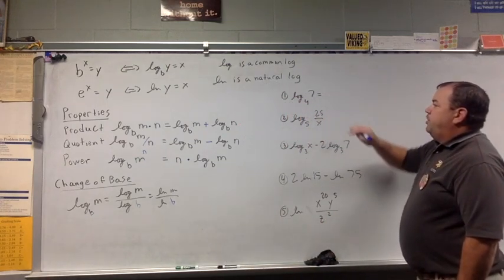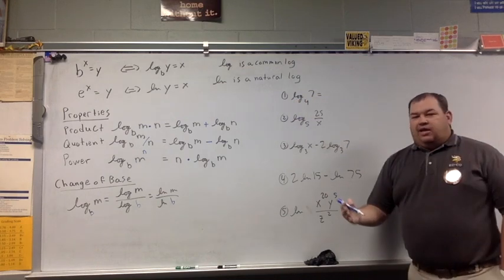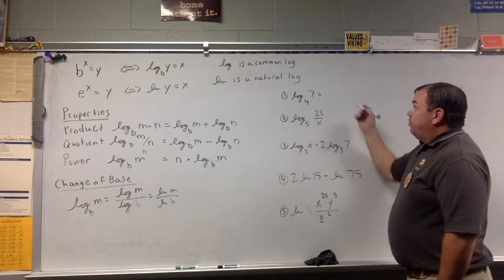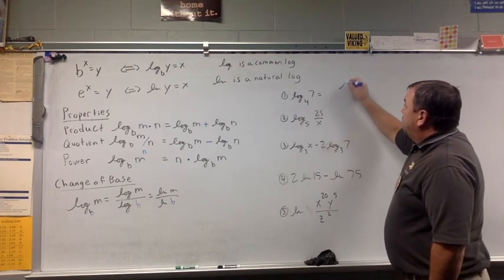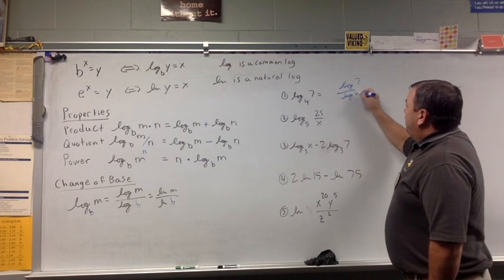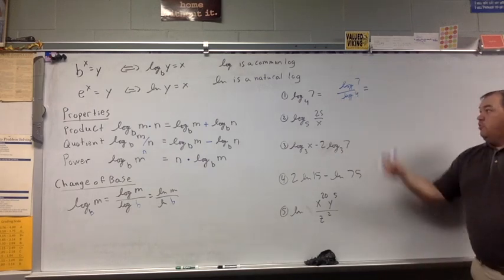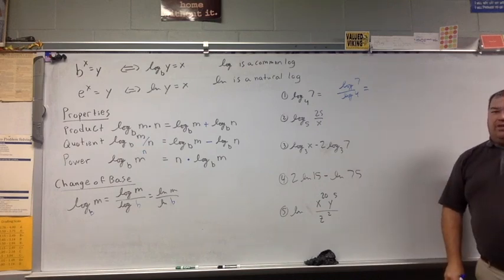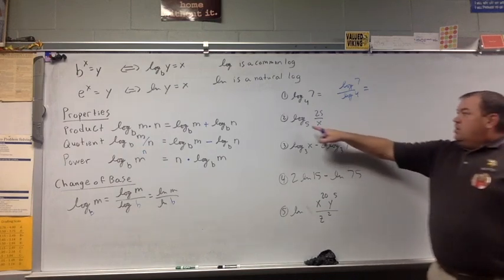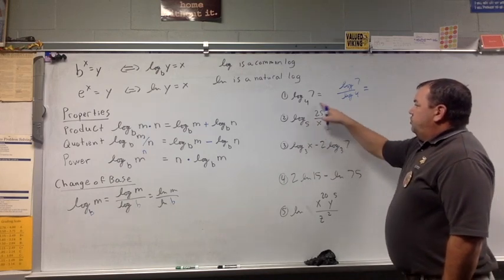This first example here is asking for the log of 7 with a base of 4. I cannot do a log of 7 base 4, so I'm going to change this to something I can do, which is a common log of 7 over the common log of 4. And that will give me some decimal. I can use my calculator to actually calculate this.